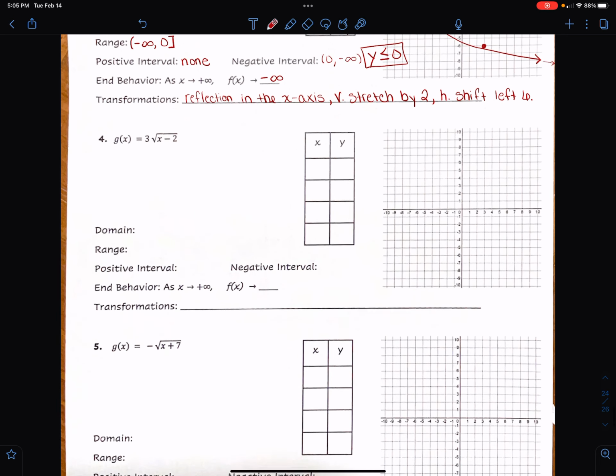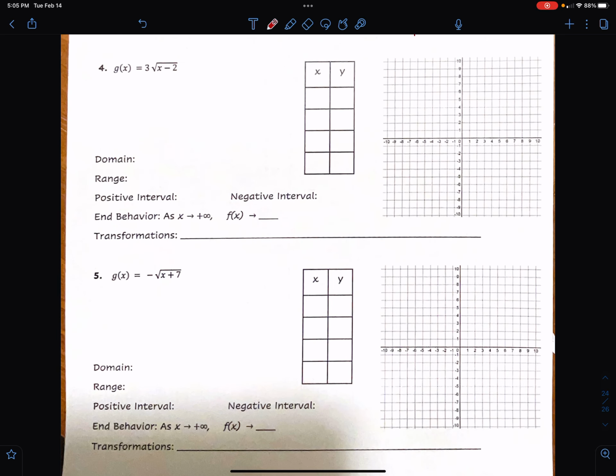So number 4 and number 5, those are going to be yours for your assignment. Make sure that you complete those and upload this to Canvas.